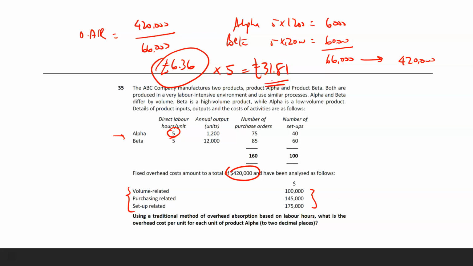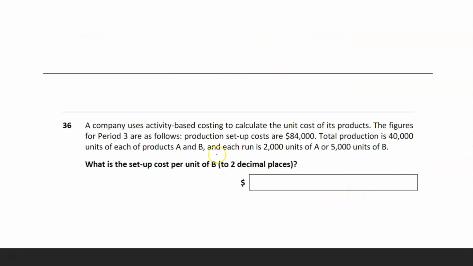That's what I get. Okay, great. So that's the answer there. 31. I think they just gave you a box to write that in there. 31.81. Okay, great stuff. Let's look at this next question, 36.